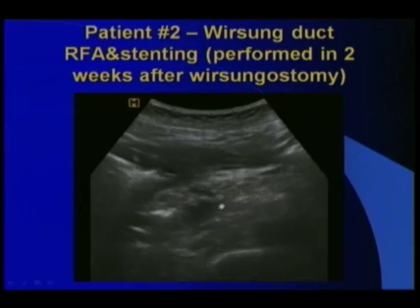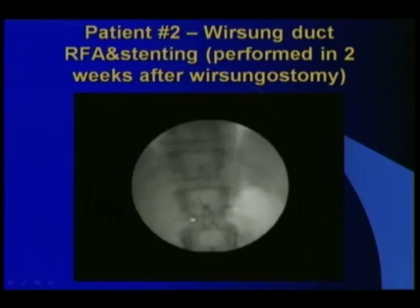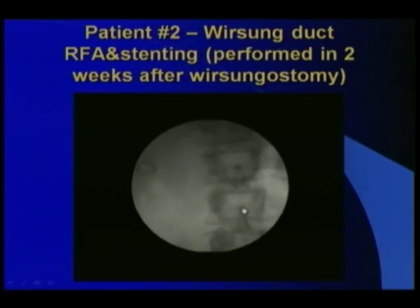You see here the pancreas with no Wirsung duct dilation, and now we inject the contrast. You see here the stent, metallic stent. This is the PTC catheter, and we inject the contrast via the wirsungostomy catheter. Then we advance the guide wire.